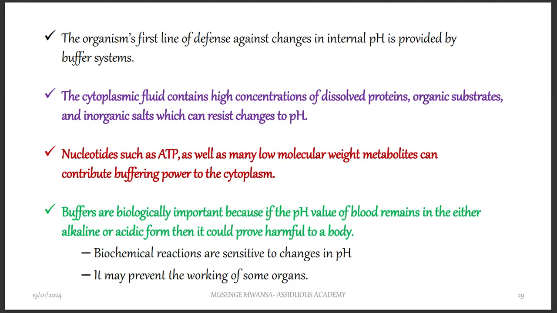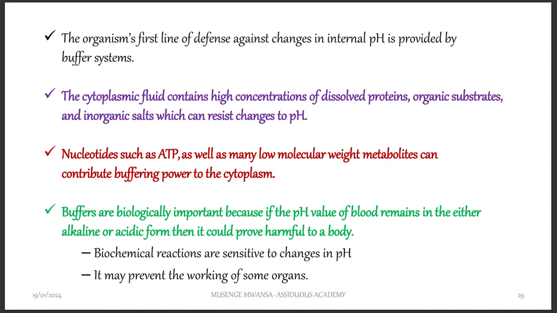Buffers will act as a first line of defense against changes in pH, just like we have got the innate immune system. They are actually part of the innate immune system. They will act to fight anything that would want to change the pH. Most of the fluids in the cytoplasm of cells contain high concentration of proteins, some organic substrates, inorganic salts, and all of these will be acting as buffers to resist change in pH. You also have nucleotides like ATP. ATP and many other low molecular weight metabolites can contribute to buffering capacity of the cell.